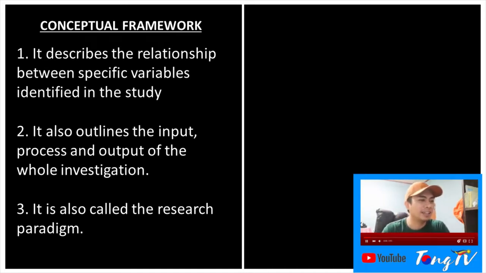Okay? Second, it also outlines the input, process, and output of the whole investigation. So, makikita ninyo doon sa concept. Ulitin natin, pag sinabing concept, idea ng researcher, paano tatakbo from the start to the end. Okay? Third, it is also called the research paradigm. So, may mga research na mga format na ang tawag dito ay research paradigm. May mga IPO pa, which is for the beginners, or etc.